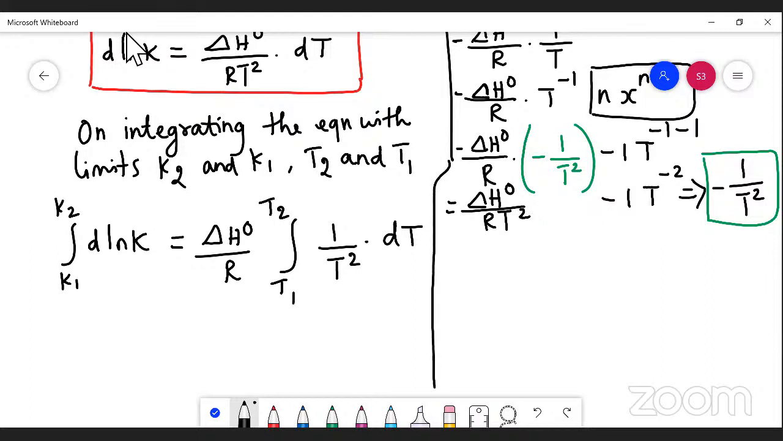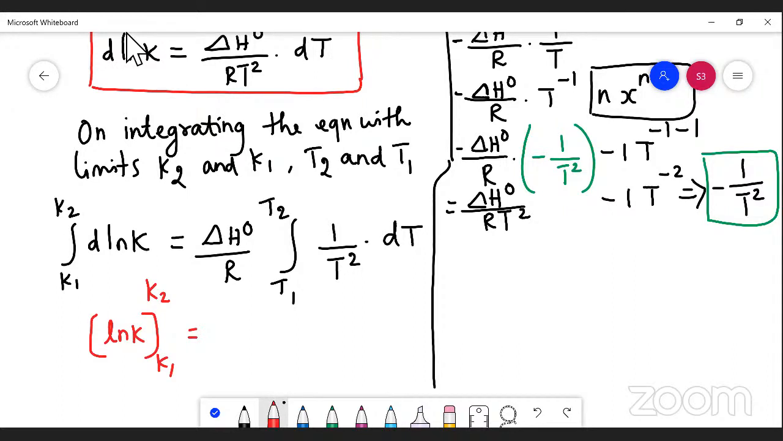So this is the integrating equation. Now I am going to integrate. By using the integration symbol between those limits, I am writing it. Next step, I am going to integrate. Take the left side: integration of d ln k. Integration of d ln k is ln k. Just we are going to apply the limits k2 and k1. This is the left side integration. Next, we go with the right side integration.